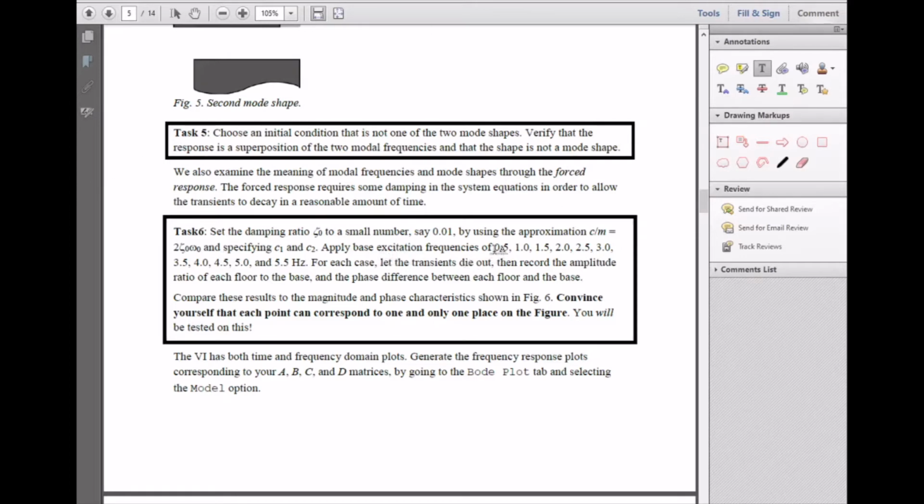The frequencies, I need to write this down: 0.5, 1, 1.5, 2, 2.5, 3, 3.5, 4. Why didn't I just say 0.5 through 4.5? Okay, so I'm almost ready.